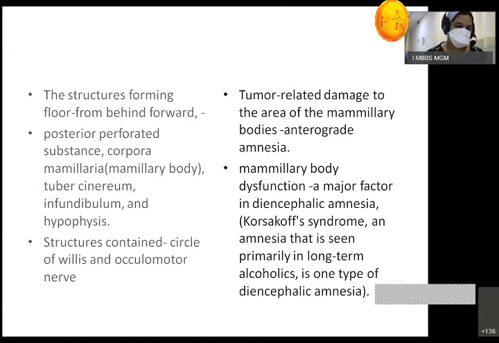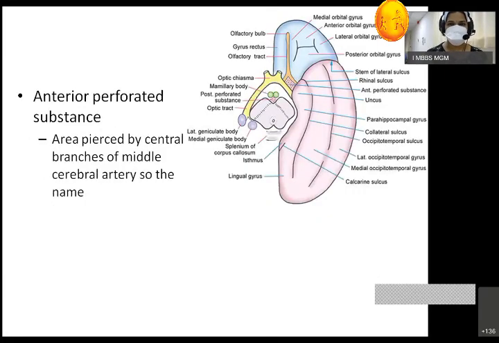In the interpeduncular fossa, at the same level, we have very important structures: the optic tract, oculomotor nerve, infundibulum, that is the stalk of the pituitary, and the pituitary gland. So in a very small contained space, there are too many important structures present. So this is surgically a very important structure. The anterior perforated substance, I already told you, is pierced by numerous branches. They commonly ask what the branches are. They are branches of the middle cerebral artery.